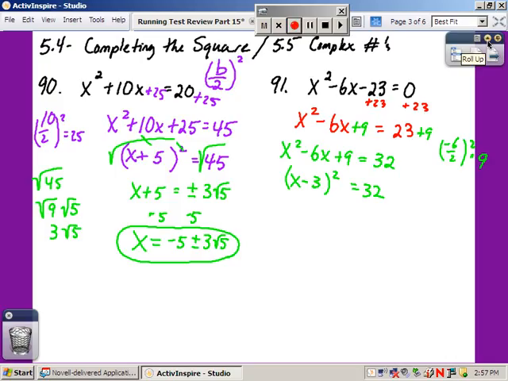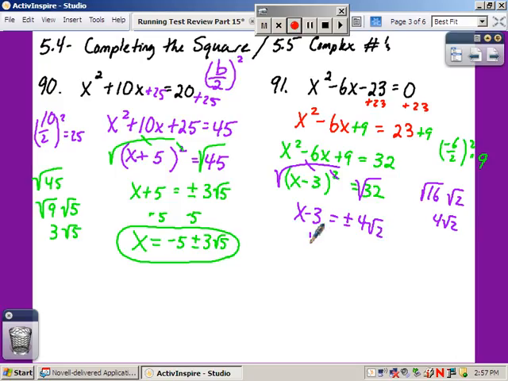Alright, now again I want to get rid of that square, so I'm going to square root it. So that cancels, and I'm left with x minus 3. And here again I have a square root of 32, which is not an easy square root, so I've got to simplify it again. In this case, 16 is the biggest number that goes into that one. So we're going to get 4 square root of 2. So I know that this is plus or minus 4 square root of 2.